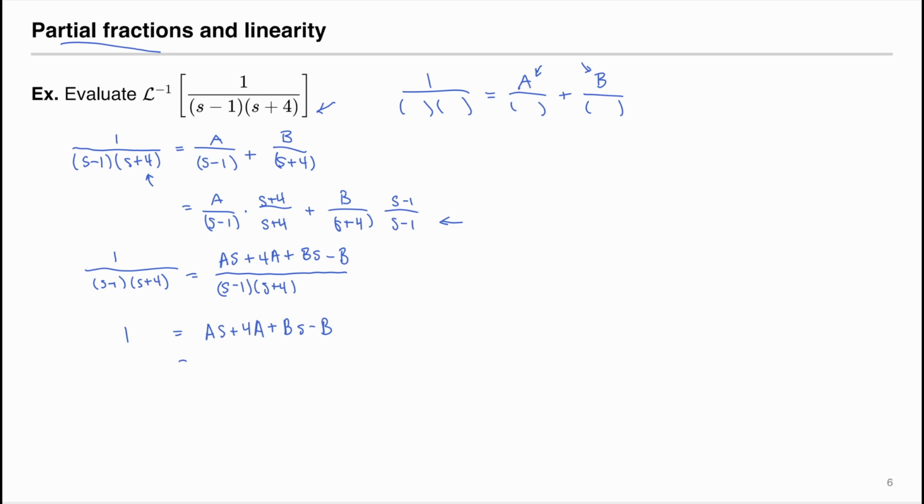And notice on the right-hand side, I have s terms and constant. S terms has a and b. The constant terms are 4a minus b. The left-hand side, I only have a constant term. I have no s term. If we want to write out s term, it is 0 times s, because there's nothing about s. So we can match the coefficient, where the 0 corresponds to a plus b, and the constant 1 corresponds to 4a minus b. And that will give us a linear system of equations.